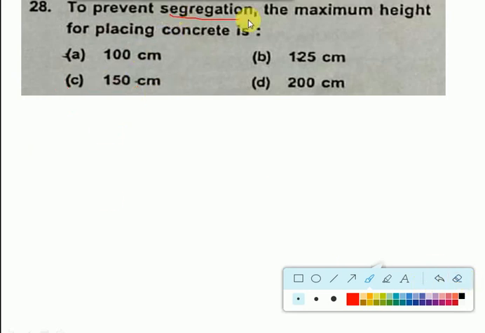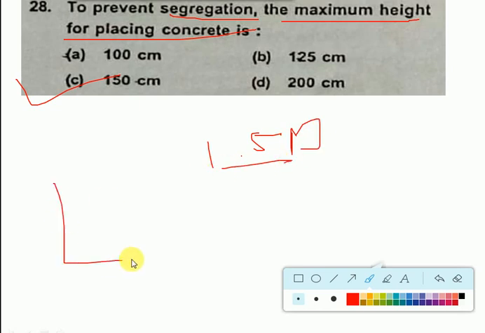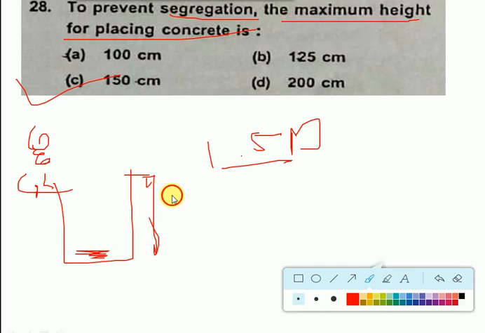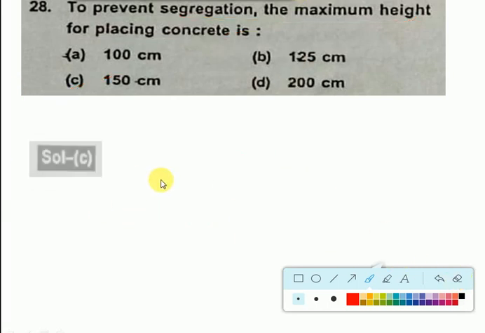To prevent segregation, the maximum height of placing of the concrete is 150 centimeter, that is 1.5 meter. Means if this is a footing, and you are mixing the concrete on the ground level and want to place it at the bottom of this footing, then the dropping height of the concrete should be 1.5 meter or less. You just have to remember these very, very important points.